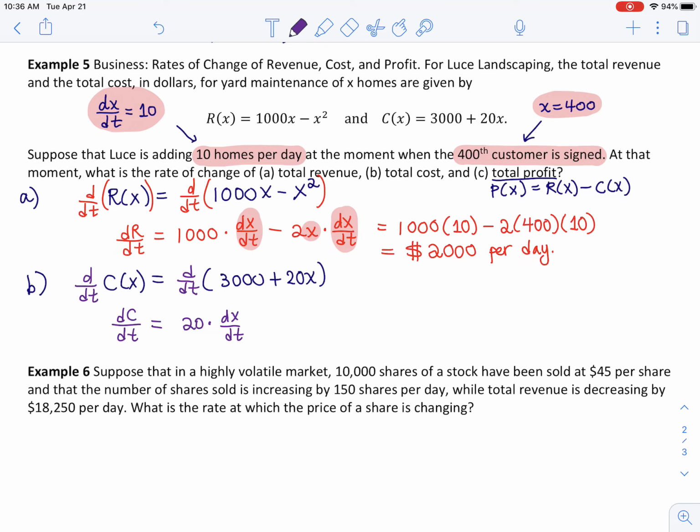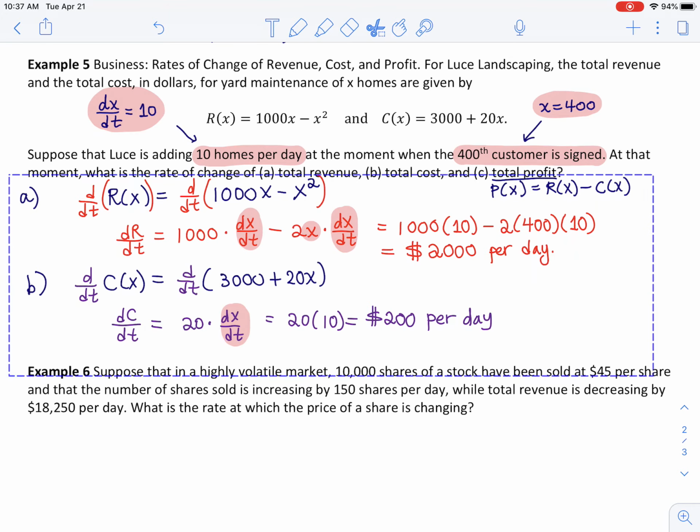If we differentiate 20x with respect to time, we're going to get 20 times dx/dt. Now this one came out kind of easier. So if I plug in what dx/dt is in here, I'll get 20 times 10. So it came out to be $200 per day, and that is the rate of change of total cost.